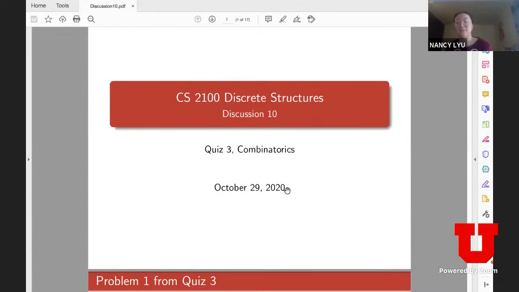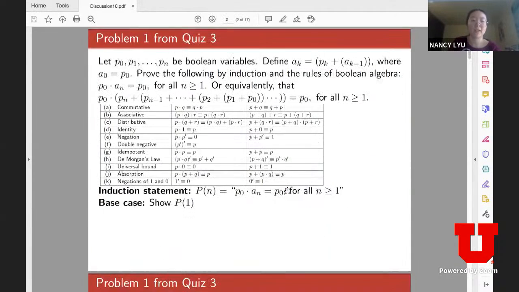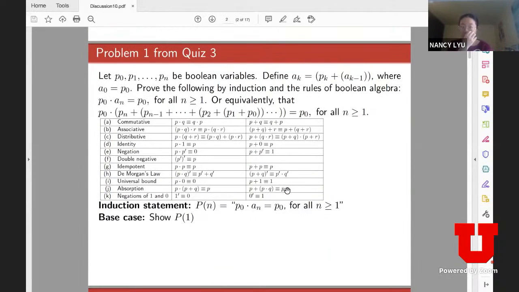So today we're gonna do some combinatorics problems. But first, we're gonna go over 2 of the questions from quiz 3. And the first one is problem 1. And I'm sure you all have read the question.